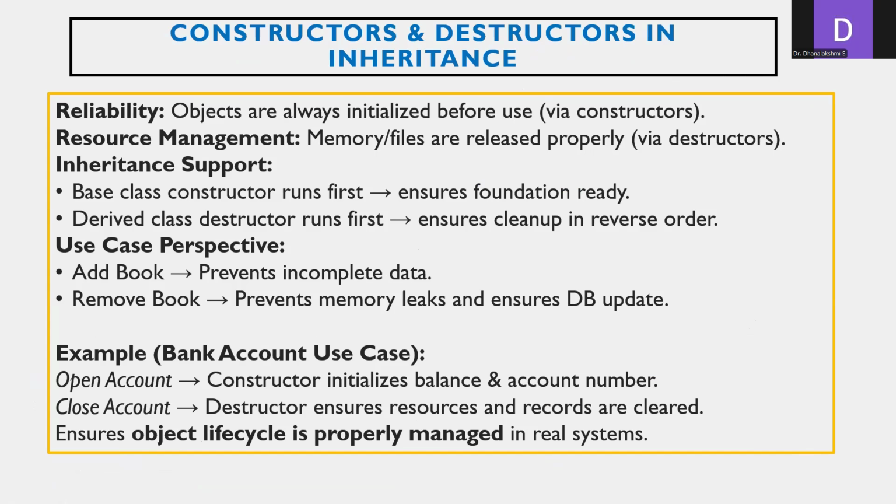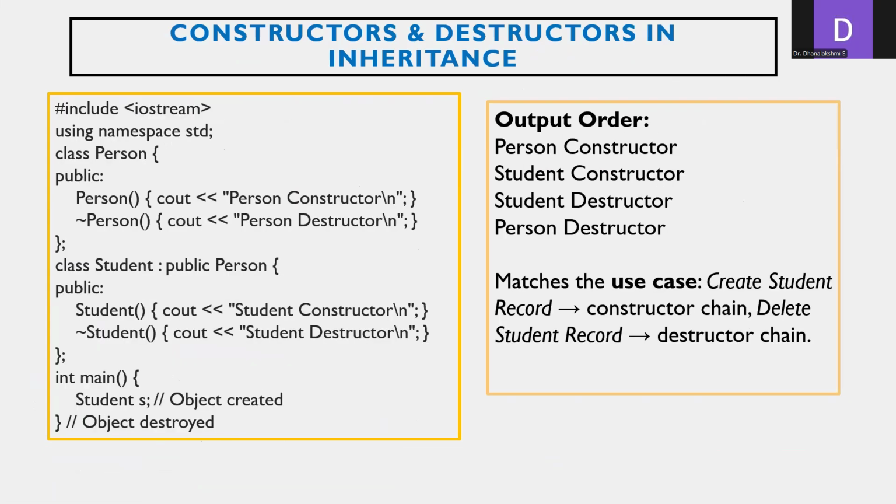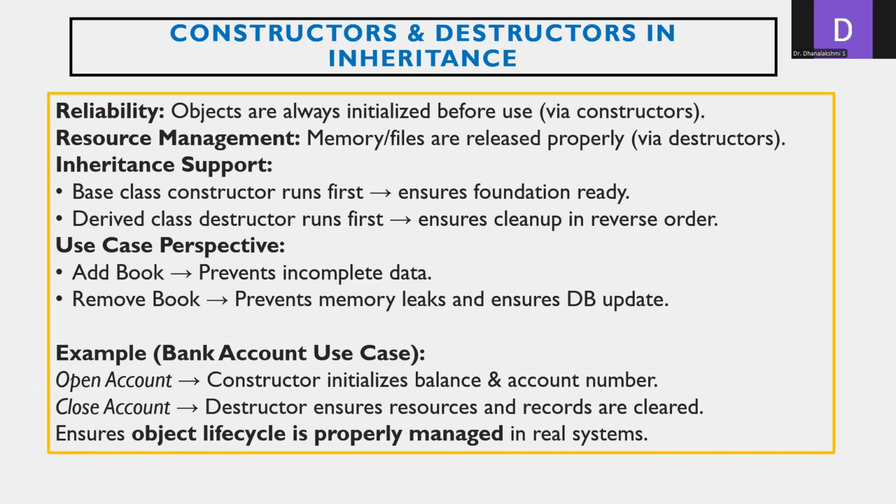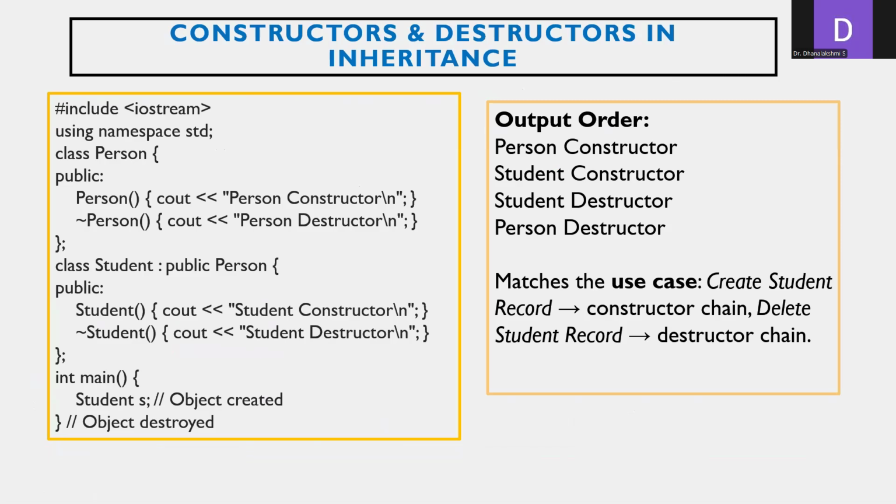Now coming to constructors and destructors in inheritance. Let's see how this works in inheritance. Yes, in C++, when a derived class object is created, the base class constructor runs first, then the derived class constructor runs. So when the object is destroyed, this happens in the reverse. I will explain this with an example code here.